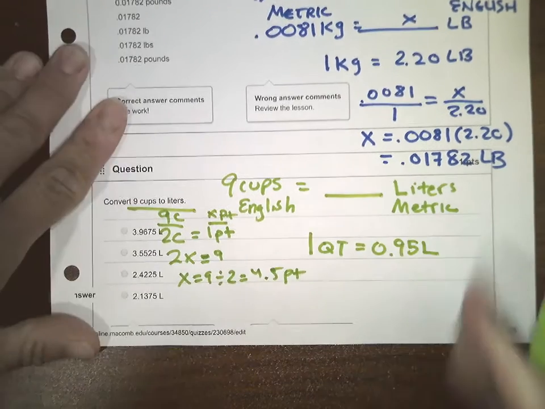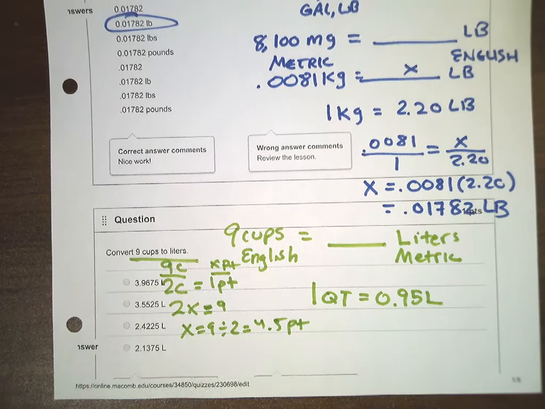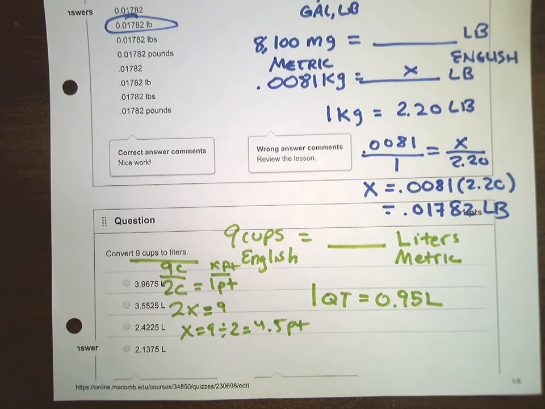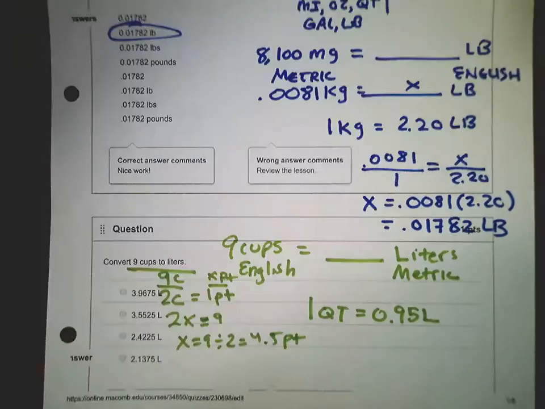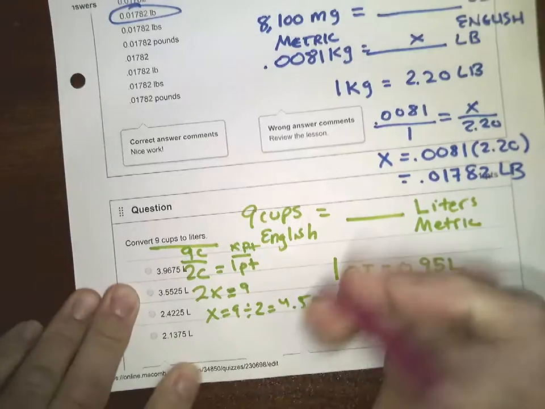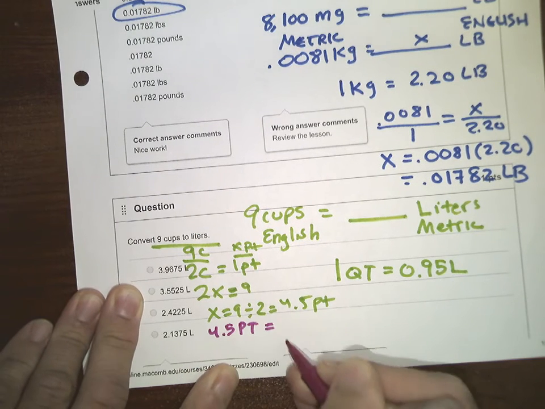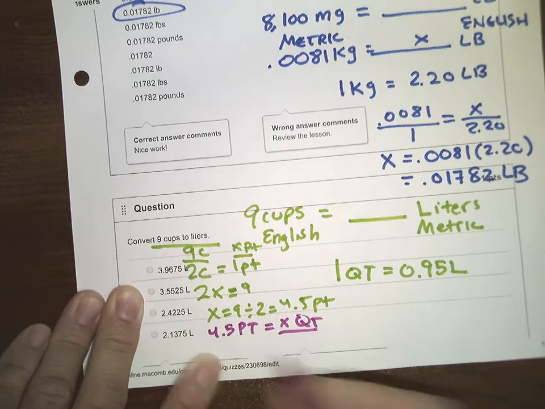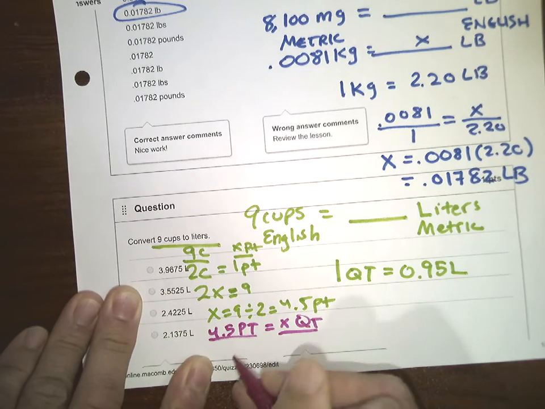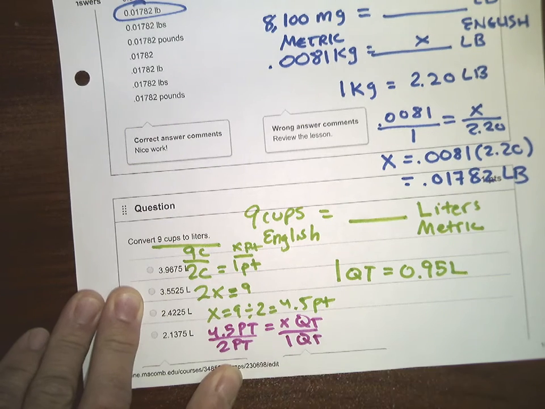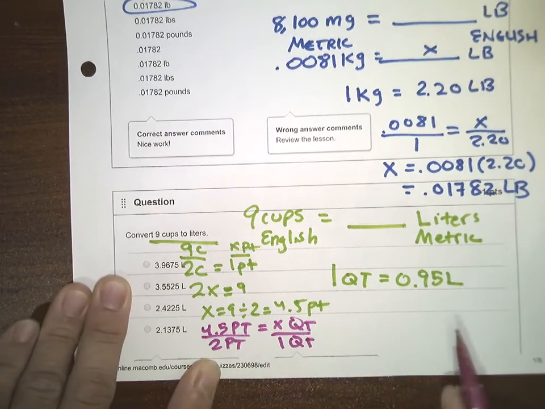And then I can go ahead and convert the pints to quarts. I know from the same chart that 2 pints is equal to 1 quart. So I have that 4.5 pints equals x quarts, and from the chart I knew that 2 pints was equal to 1 quart. So then I just do this division here, or cross multiply.